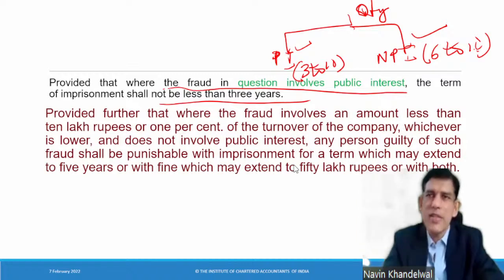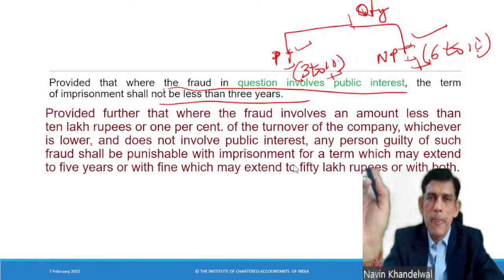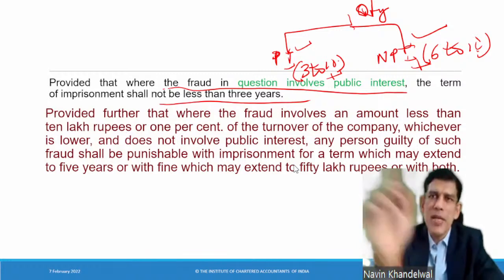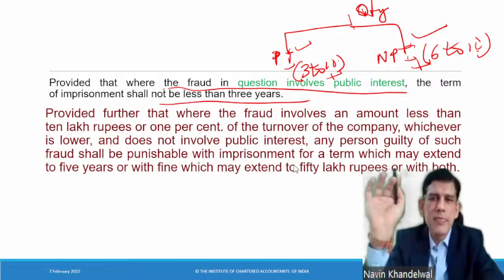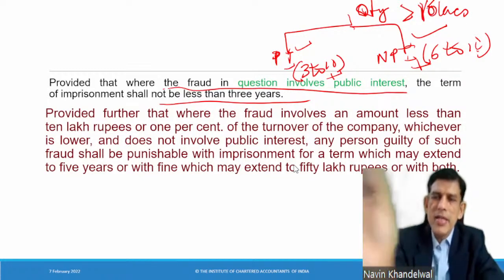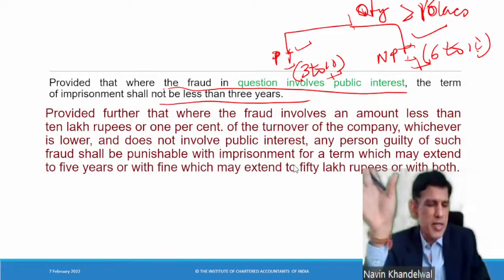Plus, along with that, there is fine. Fine is in both the cases. Amount involved and 3 times. Except that imprisonment is different in both the cases. Right? So this is one part. So quantification greater than 10 lakhs. I think you can create this chart.